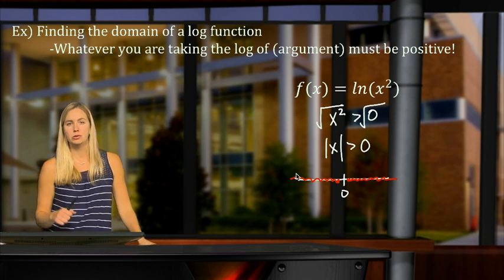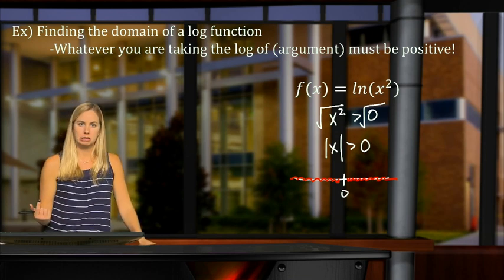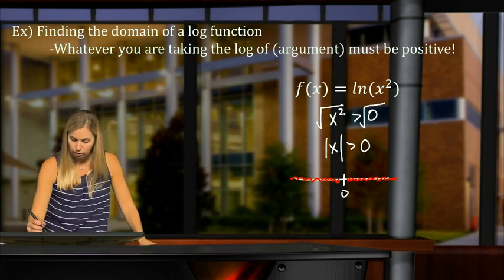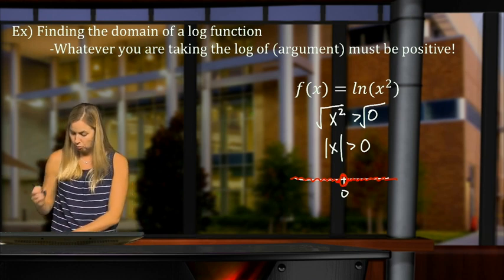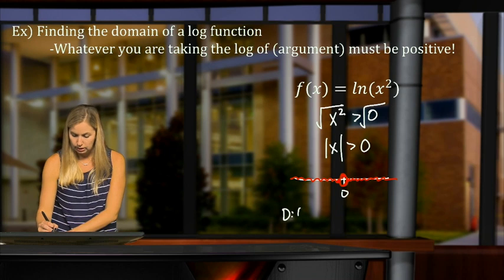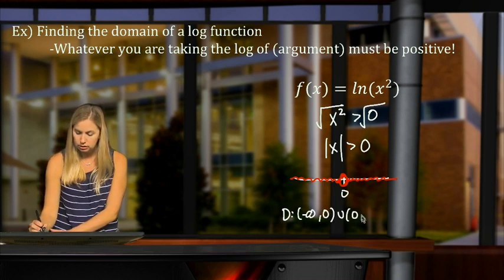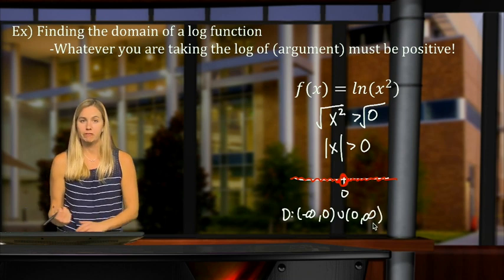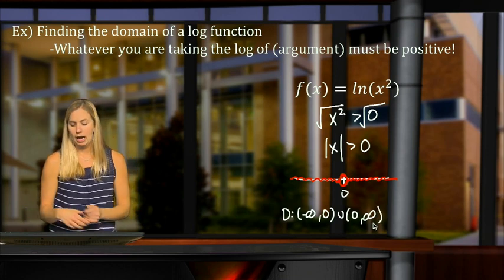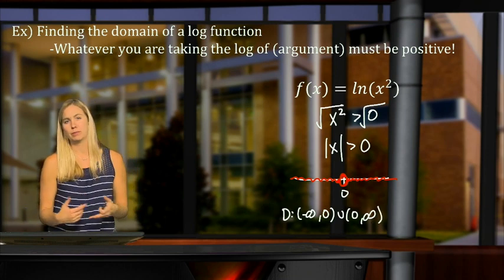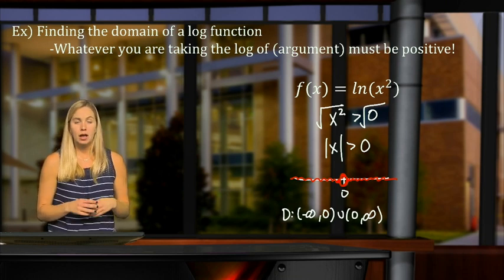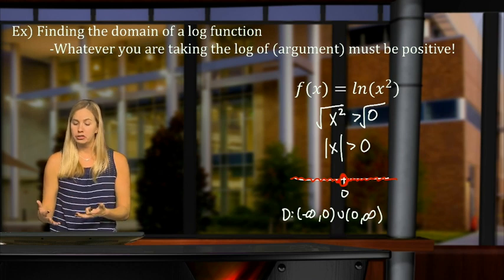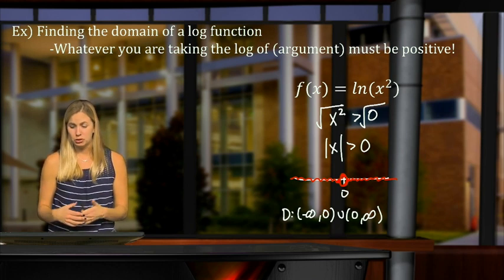The only value whose distance is not more than 0 from 0 is, in fact, 0. So this domain is from negative infinity to 0, union 0 to positive infinity. Now this rule, when we take the square root of something squared, include absolute value, is a rule that's oftentimes forgotten, and that's okay. We can also think about this just in terms of number sense.